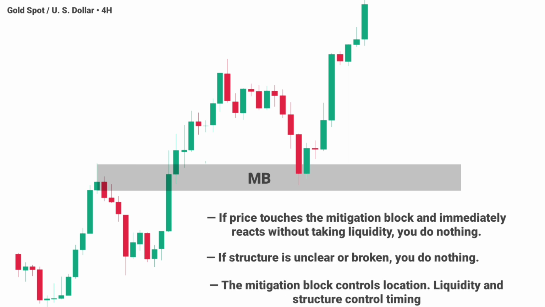The mitigation block controls location. Liquidity and structure control timing. If all three are not present, the trade is ignored completely. This rule alone filters out most losing mitigation block trades.